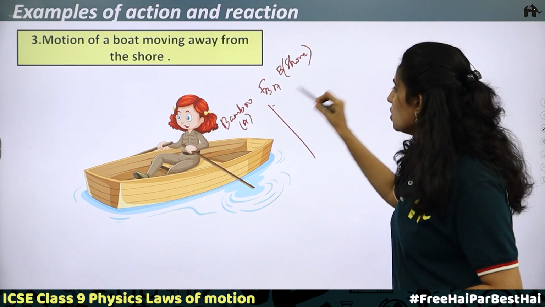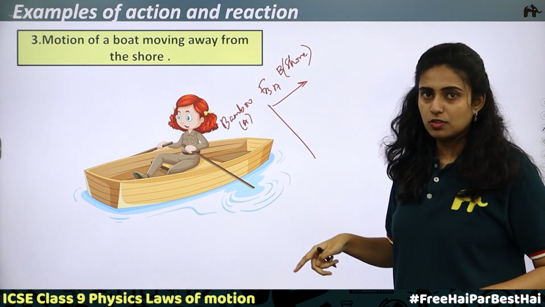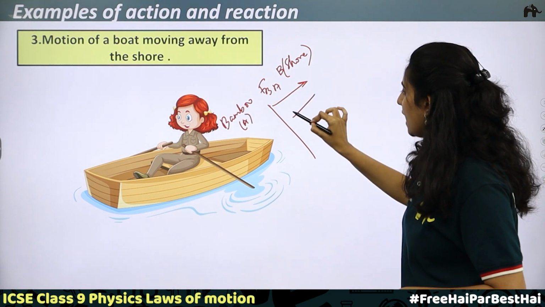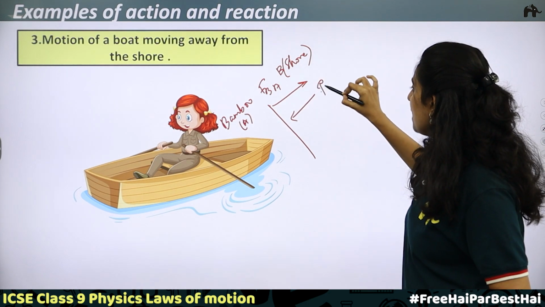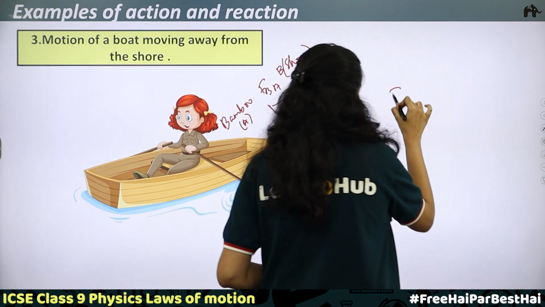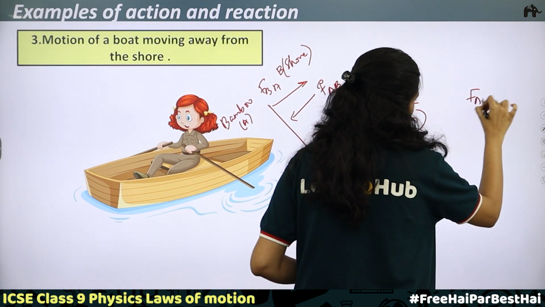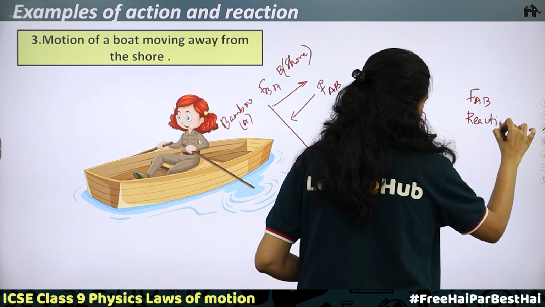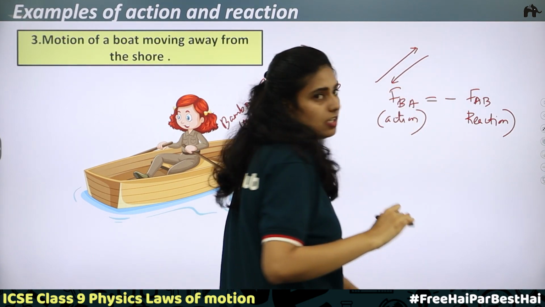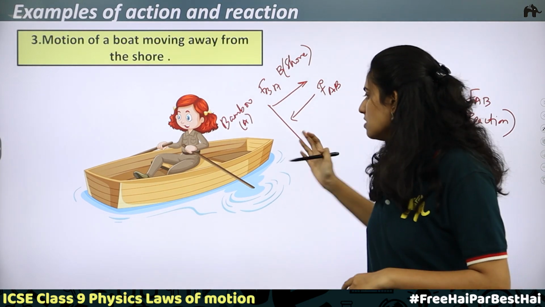So when the shore is pushed backward, what happens? The shore will apply a force on the bamboo, that is on the boat, and the boat will be able to move forward. This force will be acting in this direction, which is the force applied by B on A. Then FBA, which is the action force, and FAB, which is the reaction force, will be in equal magnitude but in opposite direction. One in this direction, the other in this direction. Due to this, the boat will be able to move forward. Rowing it backward, the boat will move forward.